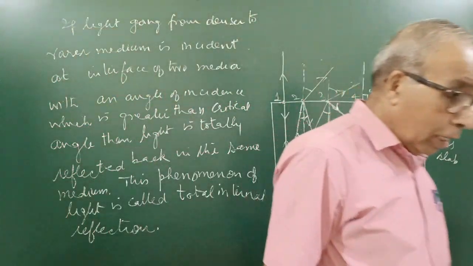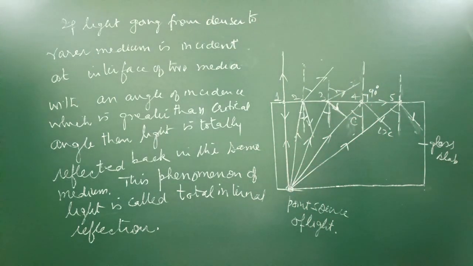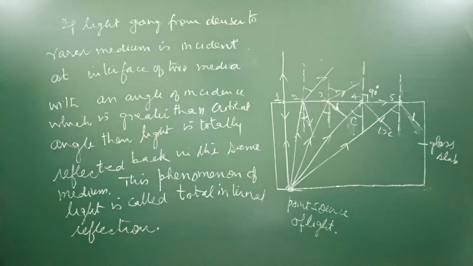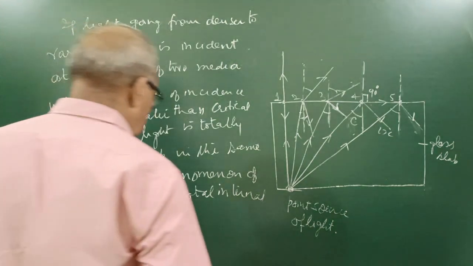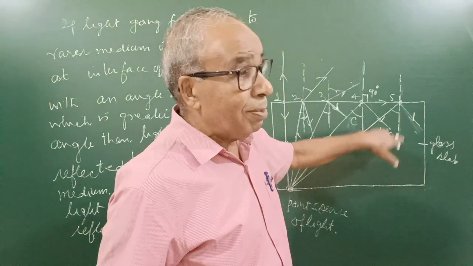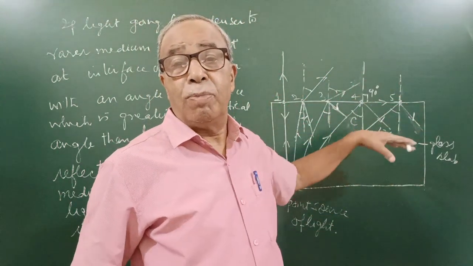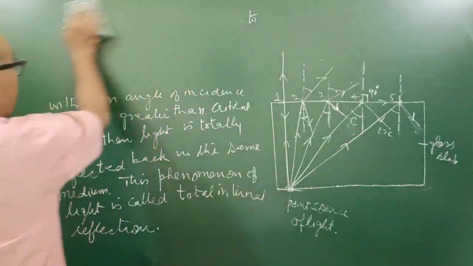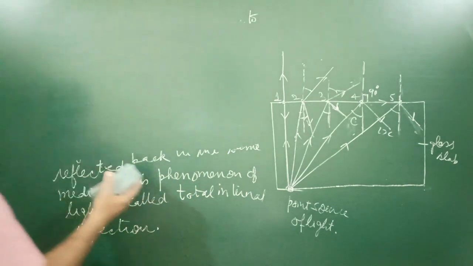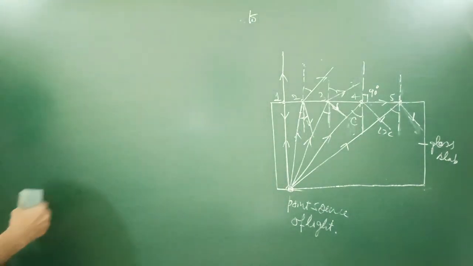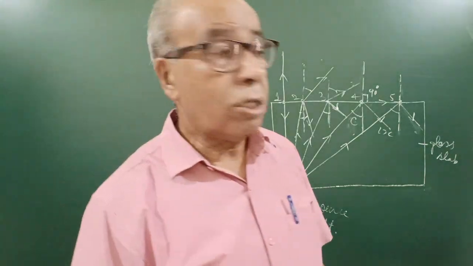This is very important in our life. We are using it at many places for our purposes, as I will tell you. Light is totally reflected back. Though the medium is transparent, light does not go from the denser medium to the outside. Light will emerge from the denser medium to the air only if the angle of incidence is less than the critical angle. And once there was a question in the board exam: write the conditions of total internal reflection.